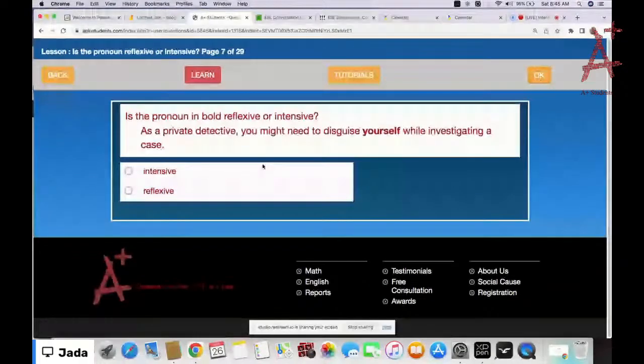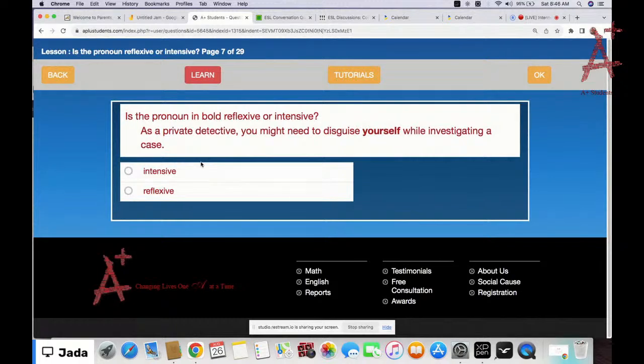Oh, I want to show you. Okay, as a private detective, you might need to disguise yourself while investigating a case. So, as a private detective, you might need to disguise yourself. Is there anything that you can remove for yourself? You might need to disguise him or her or me or us, we.